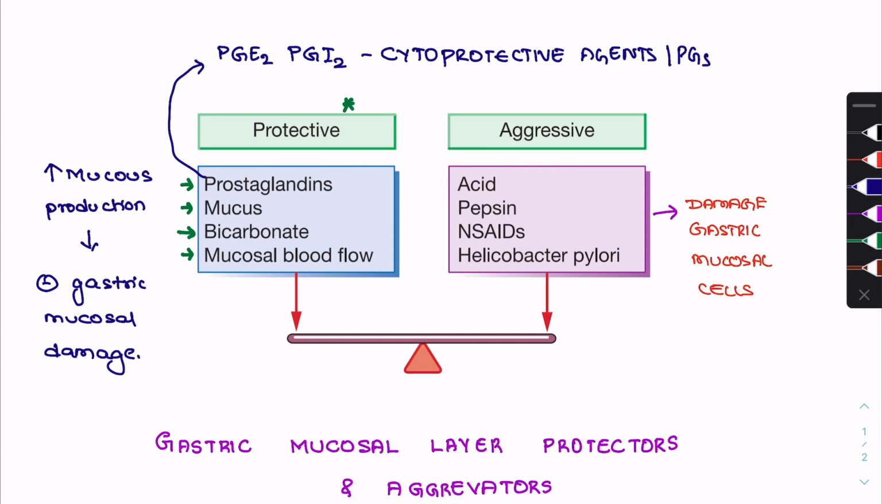So which is the prostaglandin analog which is used in the treatment of peptic ulcers which are induced due to non-steroidal anti-inflammatory drugs, as well as peptic ulcers which are induced in case of smokers? So you can remember it is misoprostol. Misoprostol is a prostaglandin analog which is used as a cytoprotective agent in the treatment of peptic ulcers.